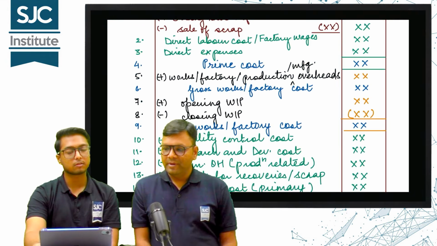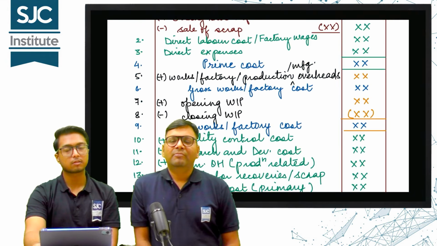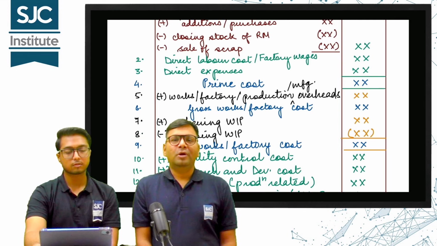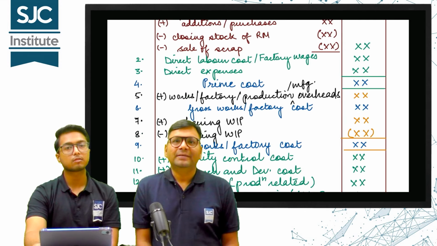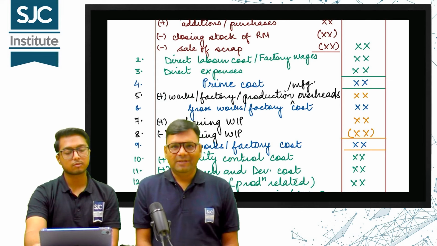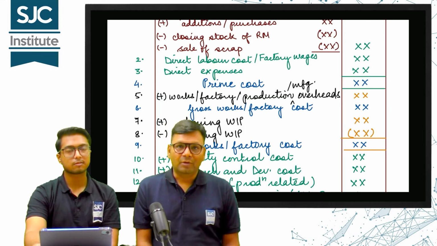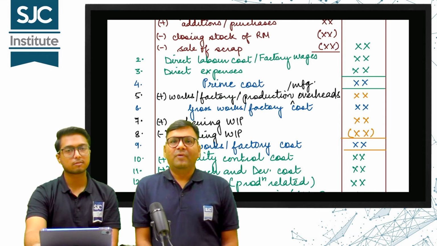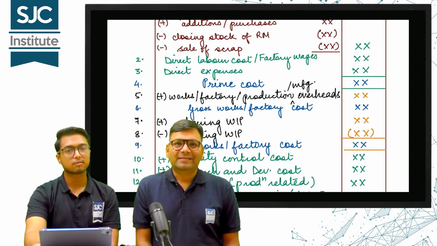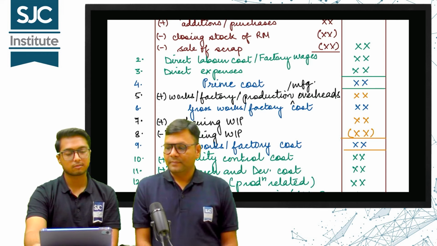One very important thing to remember is when you are calculating material consumed, you should not include GST if it is given, provided the input credit of GST is available. Another important thing is if there is any kind of cash discount from your suppliers while purchasing the material, that is excluded in the cost of materials.